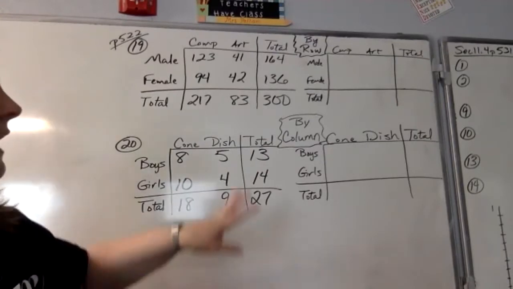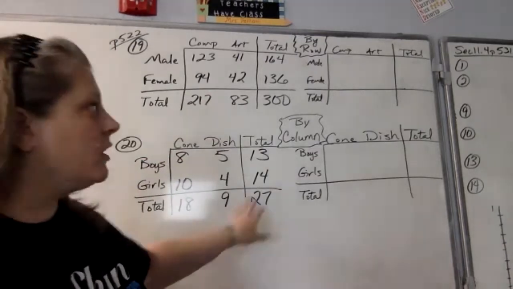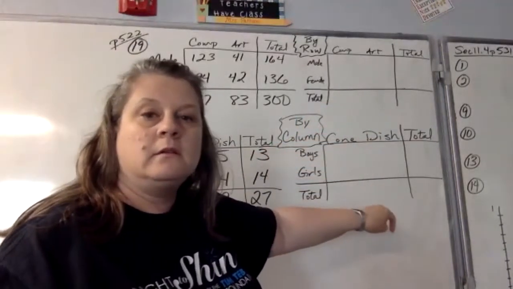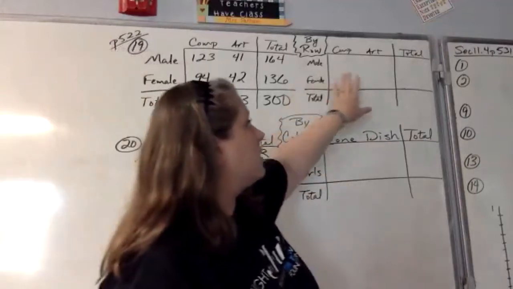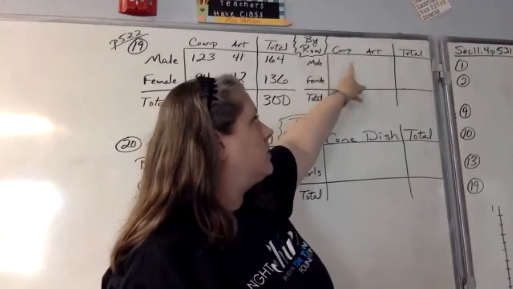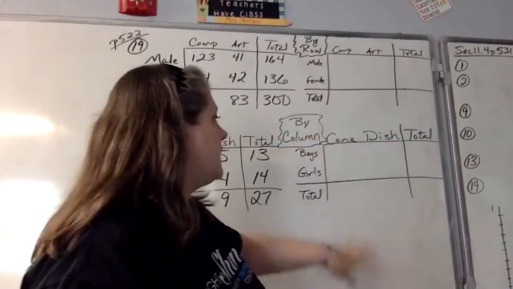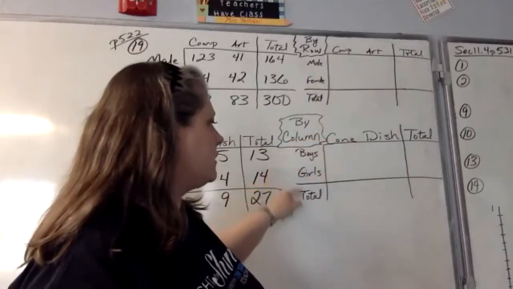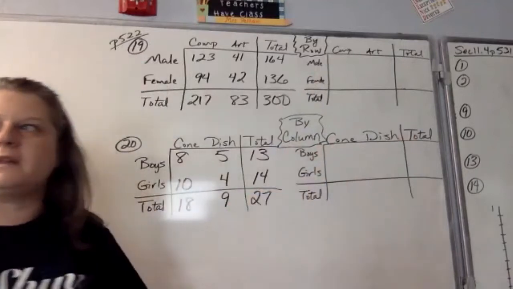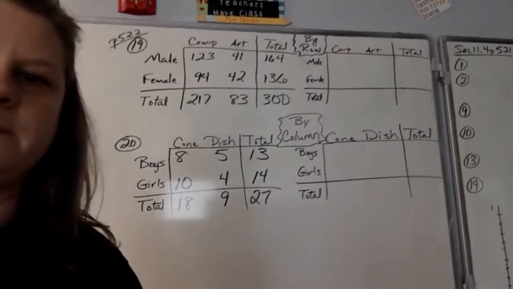So we have our original graph that's in the book, but then you're gonna have to draw the new one for each problem. Okay, so you're gonna have to draw the new one for number 19 that has male, female, total, computer, art, and total. So if you haven't already started doing that, you start doing that. And then on number 20, you got boys, girls, total, and cone, dish, total. Because we gotta find the percentages to go in there, but you gotta have the table so you can put them in there.